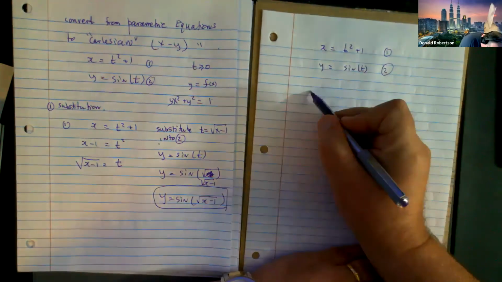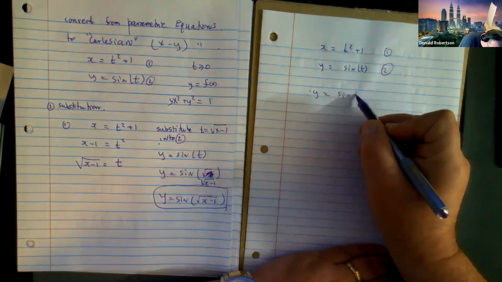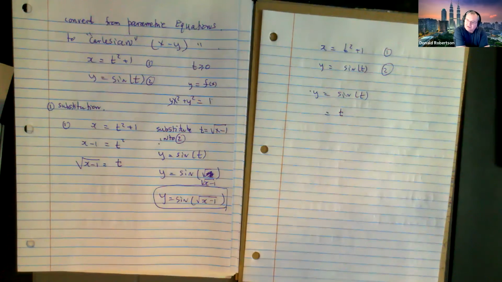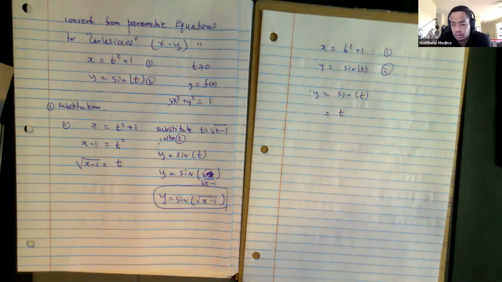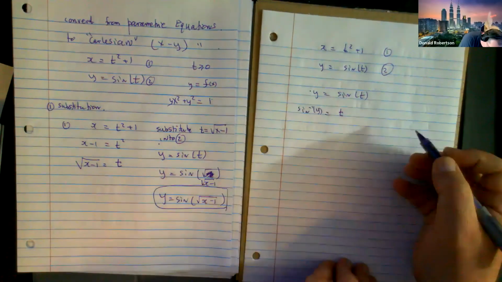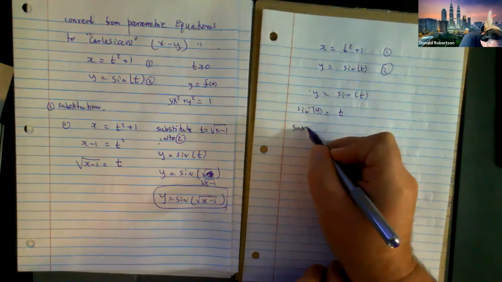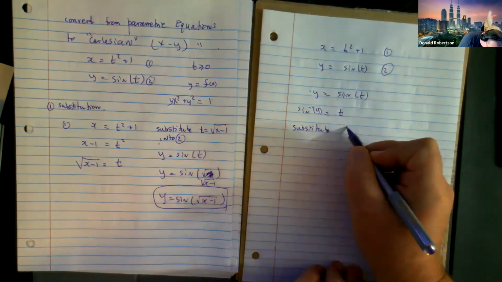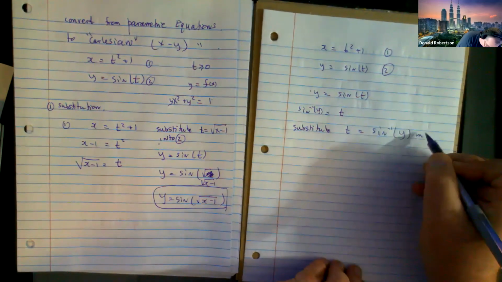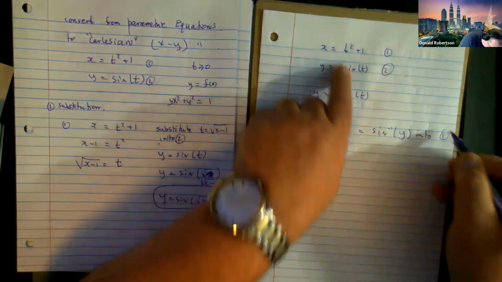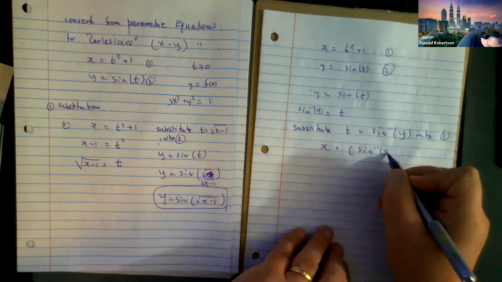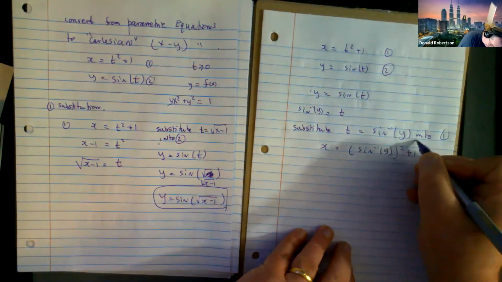Now, if you start with y equals the sine of t, you can get t. What do you need to do to both sides to get t? Inverse sine. Okay, so if you take the inverse sine, that's cool. Now you can substitute t equals the inverse sine of y into equation 1, and you're going to get x equals the inverse sine of y squared plus 1. Right.